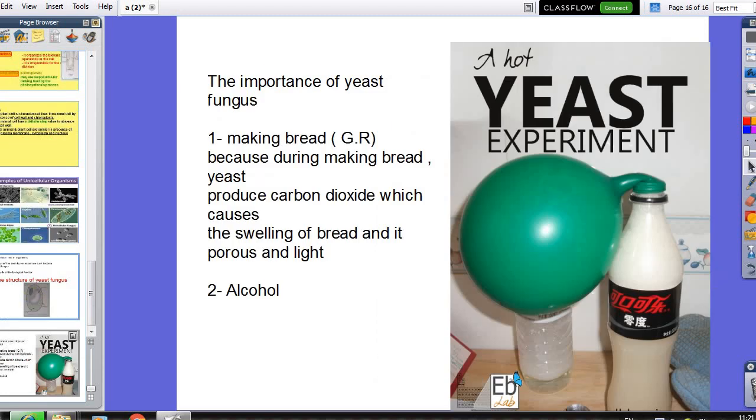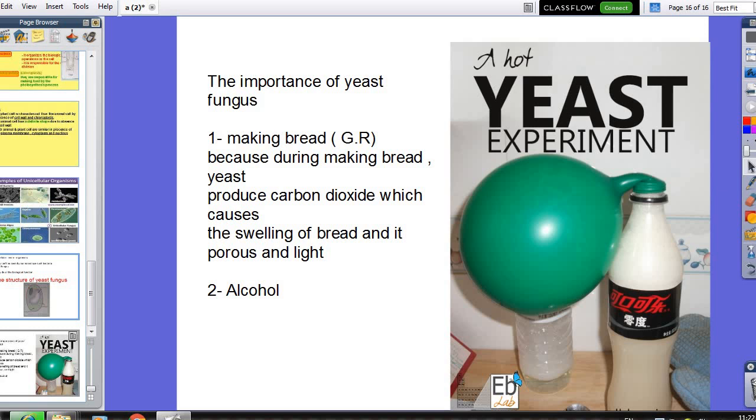The importance of the yeast: yeast is very important for making bread and alcohol, and they can produce carbon dioxide, like we said before in the experiment which we did in the first term.